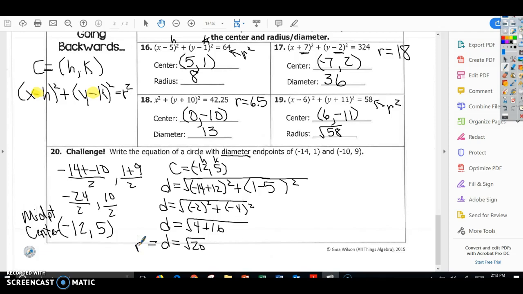Alright, now that I have the h and k and the r, I'm going to have x minus, my center is h and k, minus negative 12 is plus 12. y minus 5 squared equals our radius squared. So if we have the square root of 20 squared, that gives us just 20.